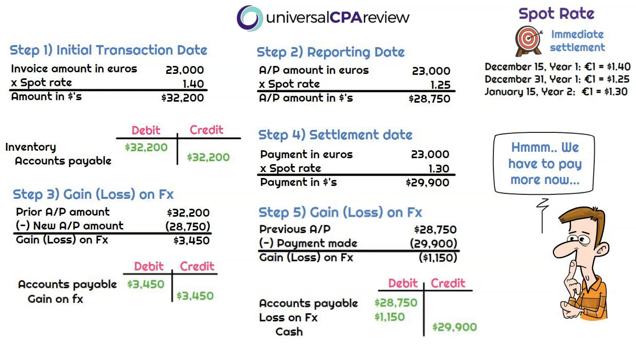Now, if we go back to the question, it also asks what amount of gains and losses are recorded in years 1 and 2. Well, we had that foreign exchange gain from December 15th, year 1 to December 31, year 1. So that $3,450 would be a gain in the year 1 financial statements. And then in the year 2 financial statements, we have this loss on foreign exchange of $1,150. So also important to understand that. But that is a foreign currency transaction, which occurs between a company and an unaffiliated party like a customer or vendor.